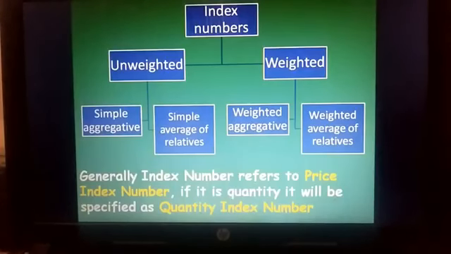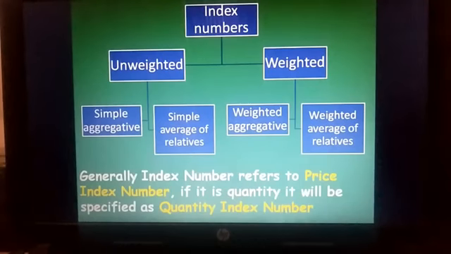Just a note is being given here. Try to understand. Generally, index numbers refers to price index number. If it is quantity, it will be specified as quantity index number. Which means, if you are just telling index number, it is nothing but price index number. We need not tell specifically as a price index number itself.